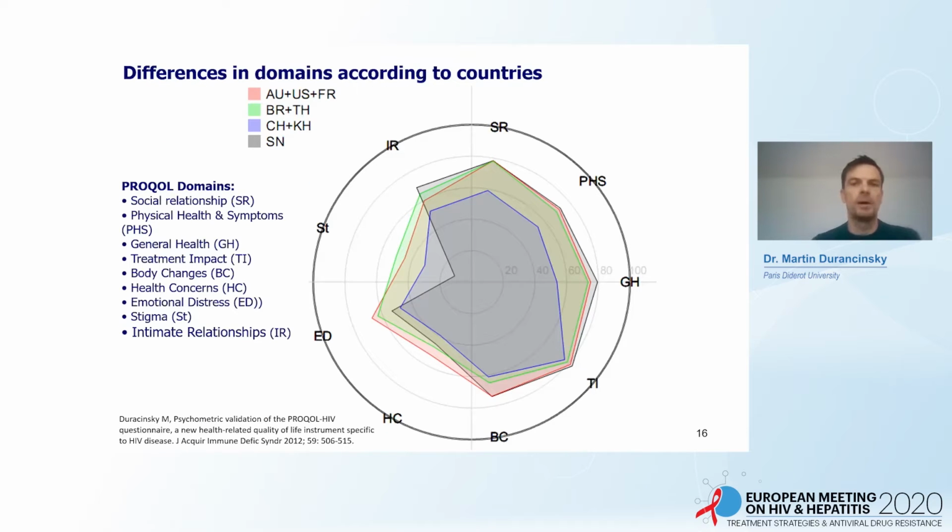Another example of quality of life in different dimensions shows differences between countries and cultures. These circles show different dimensions measured with the ProQoL HIV-specific questionnaire. This is, for example, the stigma dimension, and different colors represent different country groups. We can see that, for example, in the black color, the more we are in the middle, the worse quality of life is. And we can see this stigma in, for example, Senegal, where quality of life was really impaired. Another example, which is really important, is the treatment impact dimension, and we see that in different countries and different healthcare systems, the treatment impact dimension measured by these tools was very homogeneous. So it makes us confident when we measure quality of life.